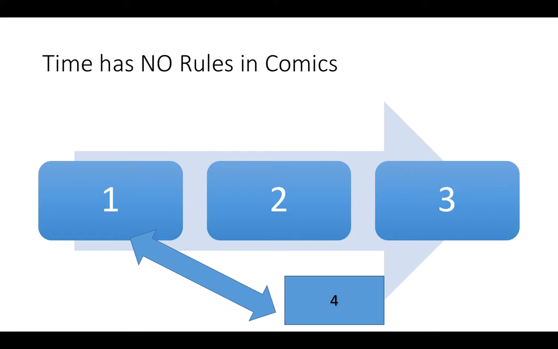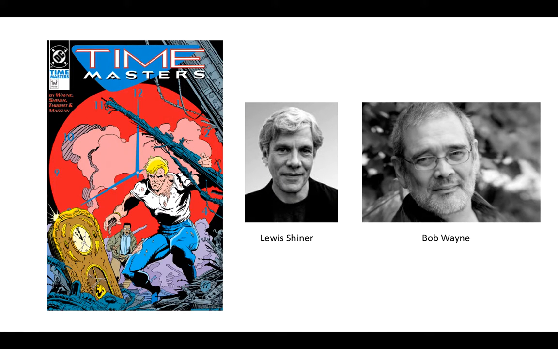Unlike real time, time in comics can be changed, stretched, or shortened. There are no rules defining time, and it is relative to the author creating it and the readers reading it. In the comic Time Masters by Bob Wayne and Louis Shiner, the authors manipulate time to produce a plot that is interesting, complex, and emotionally thrilling.